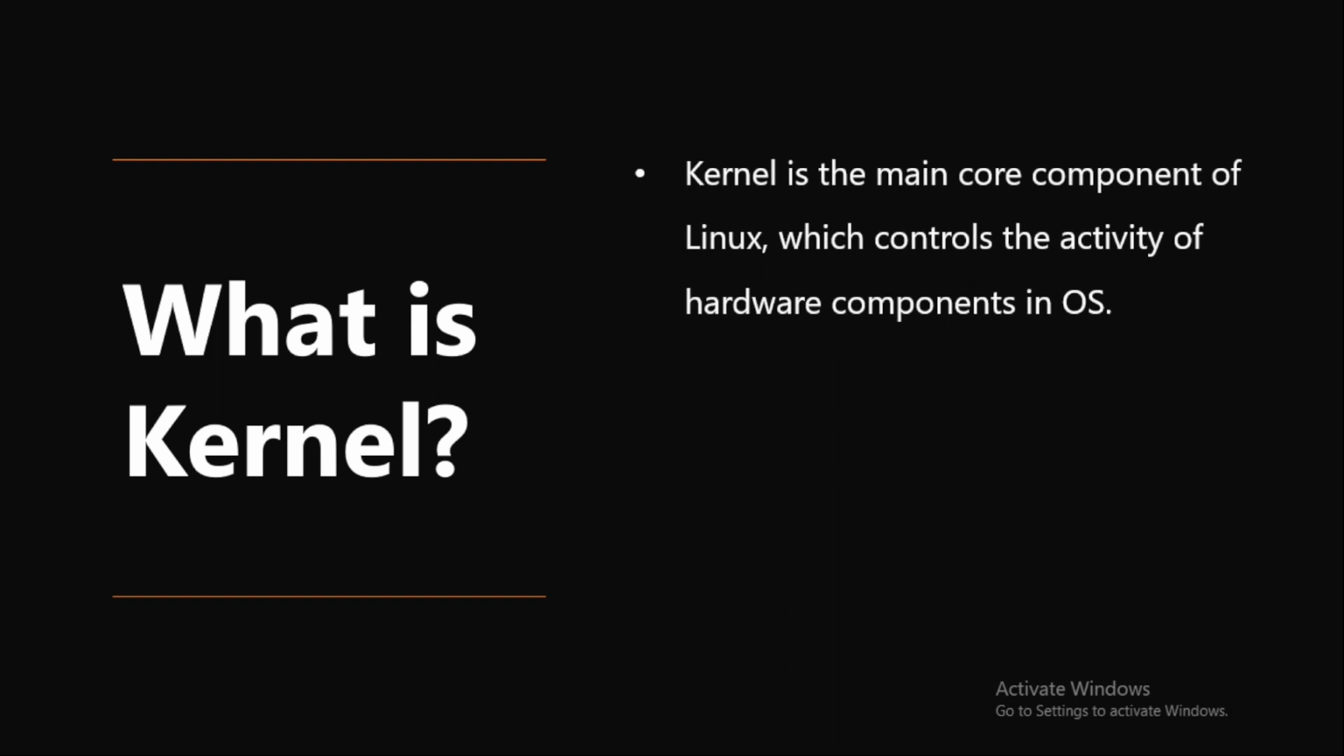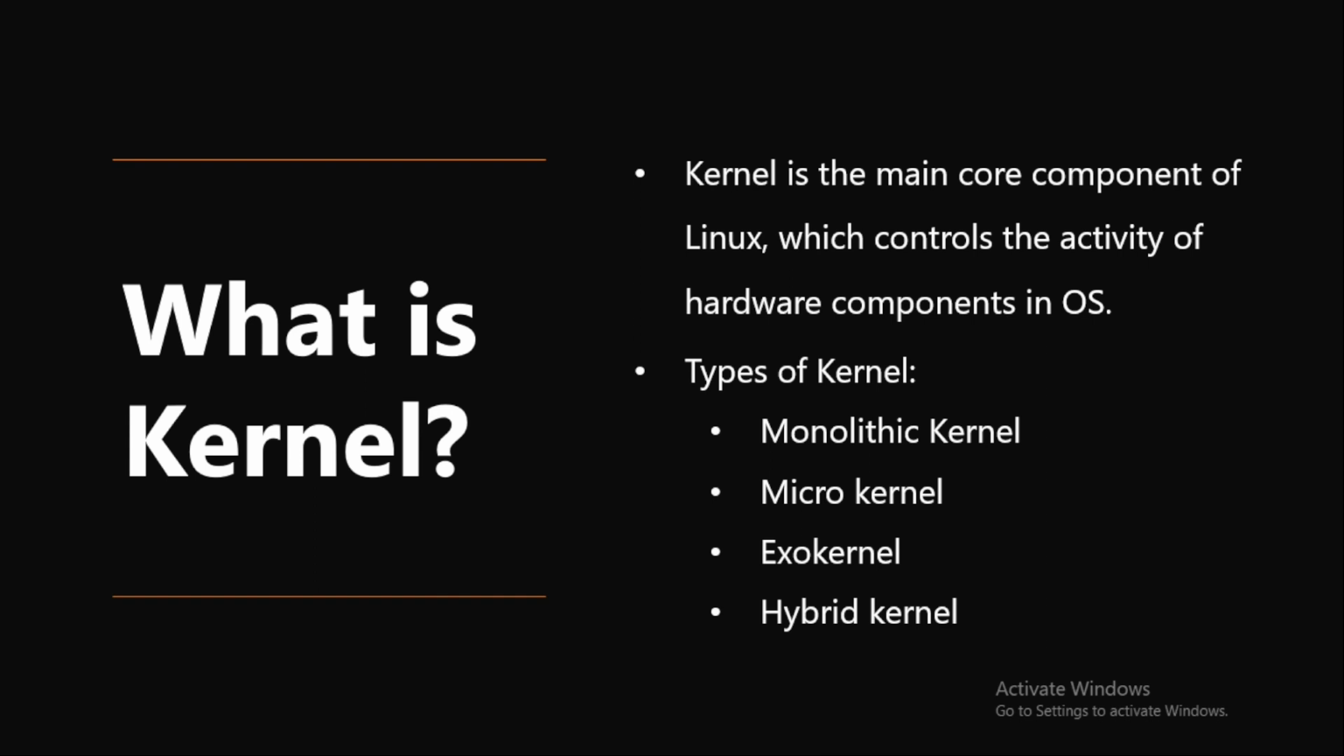Now let us understand what a kernel is. The kernel is the main core component of Linux which controls the activity of hardware components in the operating system. There are four different types of kernels, majorly monolithic, micro, exo and hybrid kernels. These are the different types of kernels which differ for different Linux distribution operating systems. I don't want to describe all four kernels in detail. I just want to give you a rough overview of the different types of kernels.